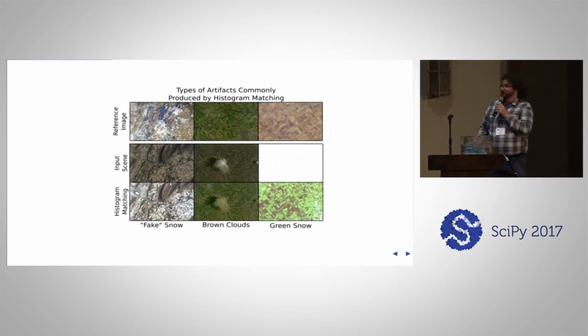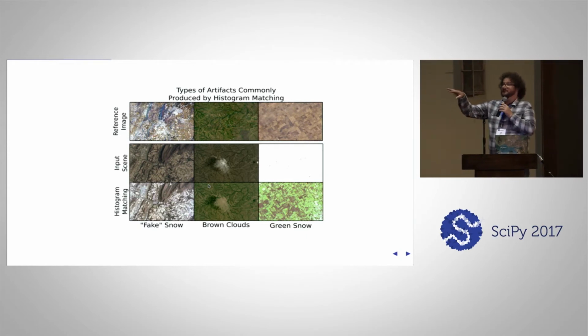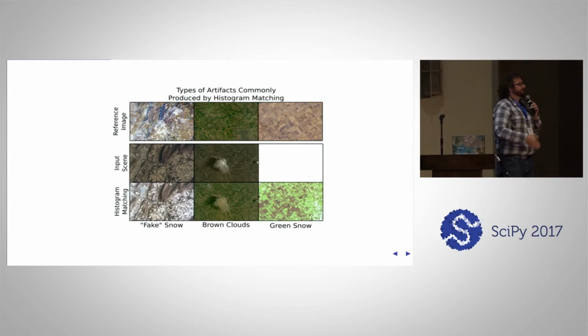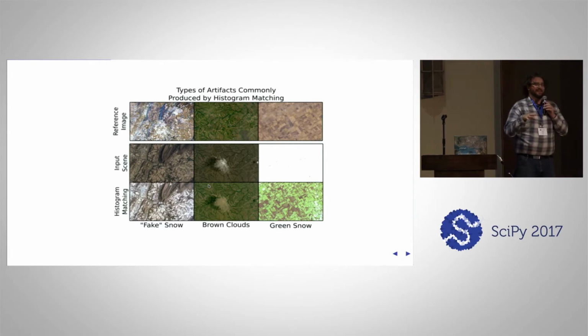So just as an example of some of these, at the very top we have the reference image. This is our color target. In this case, it's some Landsat data. It's basically an average of a lot of different Landsat scenes. In the middle, we have the input image that we're trying to normalize, and then on the bottom, we have the result when we apply histogram matching. So the left-hand column, what you can see is we've got some snow in the reference image, no snow in the input scene, and we get this false snowy fields in the output.